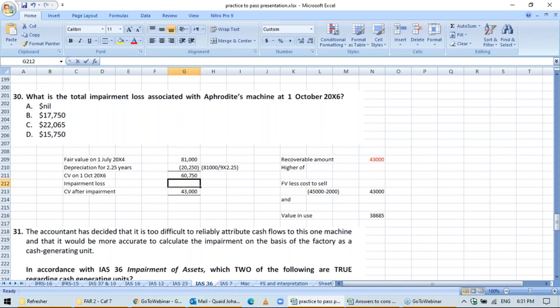So what is the difference? The difference is the impairment loss. 17,750 is the impairment loss. So the correct answer is B.